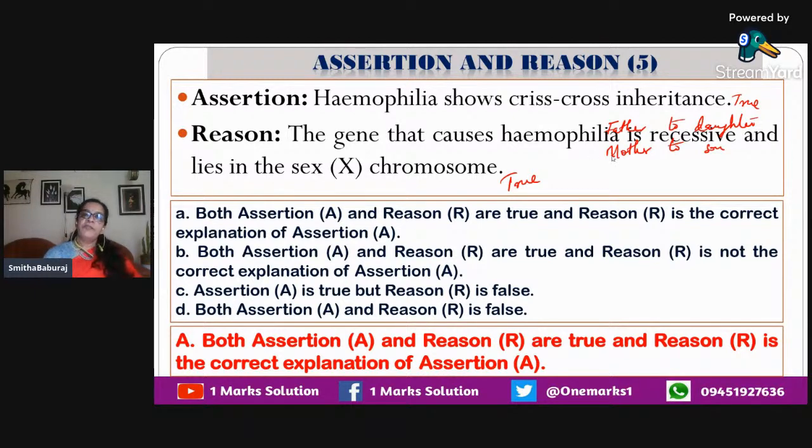So thus we have come to an end of the questions, assertion reason kind of question from chapter 5.